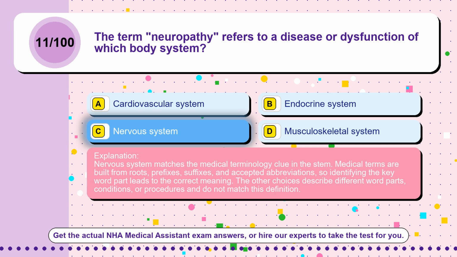Nervous system matches the medical terminology clue in the stem. Medical terms are built from roots, prefixes, suffixes, and accepted abbreviations, so identifying the keyword part leads to the correct meaning. The other choices describe different word parts, conditions, or procedures and do not match this definition.